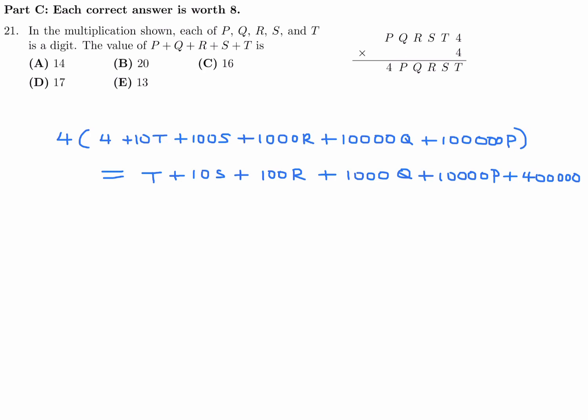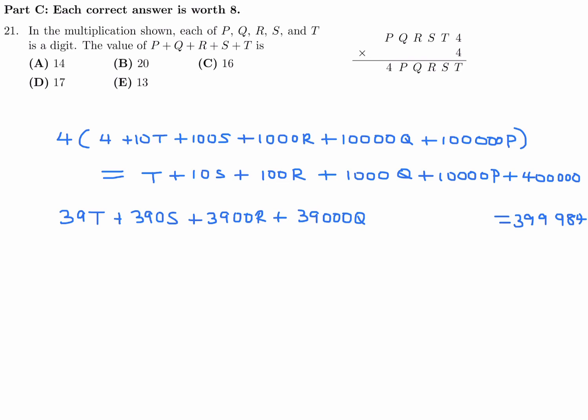Okay, so now let's expand this and put it all on one side. I'll try to do that in one step so we save steps. So the 400,000 minus this 16 is going to be 399,984. And then 40T minus T will be 39T. And then 400S minus 10S is 390S. 4000R minus 100R is 3900R. 40,000Q minus 1,000Q is 39,000Q.